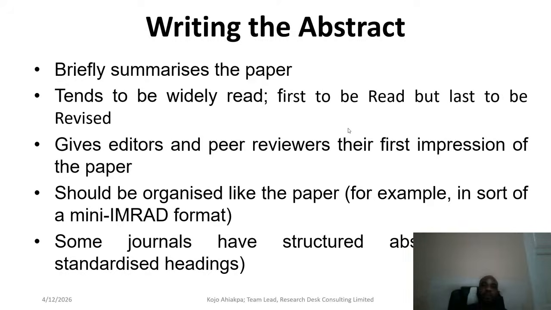Now, from the title, we talked about the authors, who qualifies to be the author and the corresponding author. Now you have to write the abstract. The abstract briefly summarizes your research, and so it tends to be the most widely read. Why? It is the first to be read, but unfortunately, it's the last to be revised. For instance, it is the last thing I write before I submit any manuscript for publication.